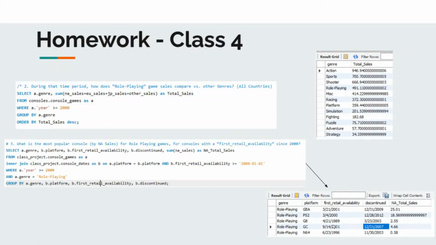I'm going to have to double check this query because I see a couple where first retail availability is 1989, but that's the idea of this query. I'll double check that one for results, and I still have to grade everyone's. So I'll let you know on that one.